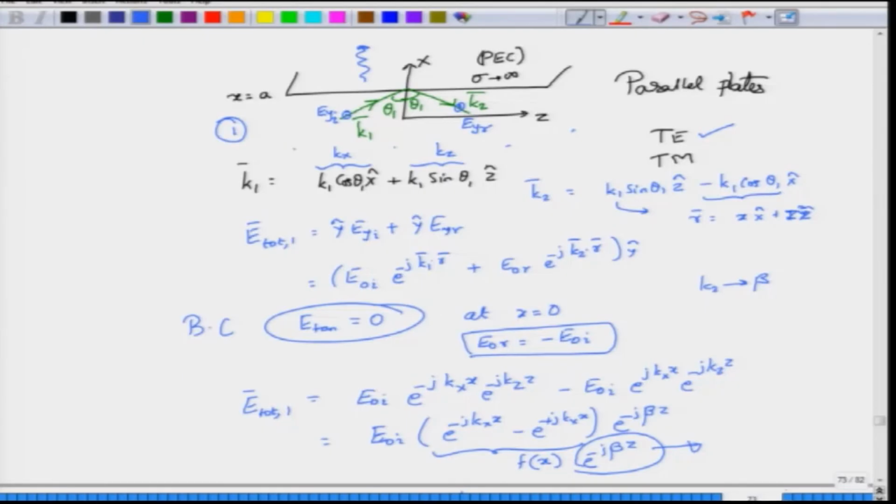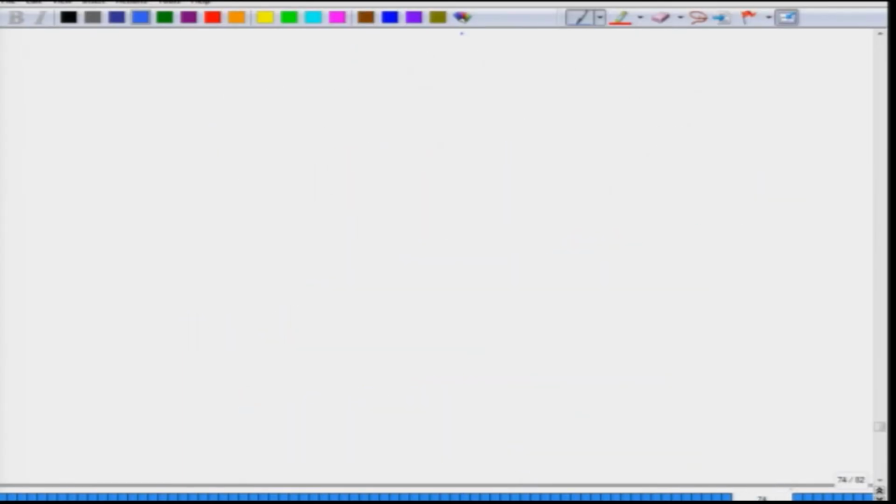What is this f of x? Let us look at it. See, you have e power minus j kx x minus e power plus j kx x. So, if you use the trigonometric identities, you are going to get this as minus 2j E0I sin kx x, and then you have e power minus j beta z. So, this is the total electric field in region 1.